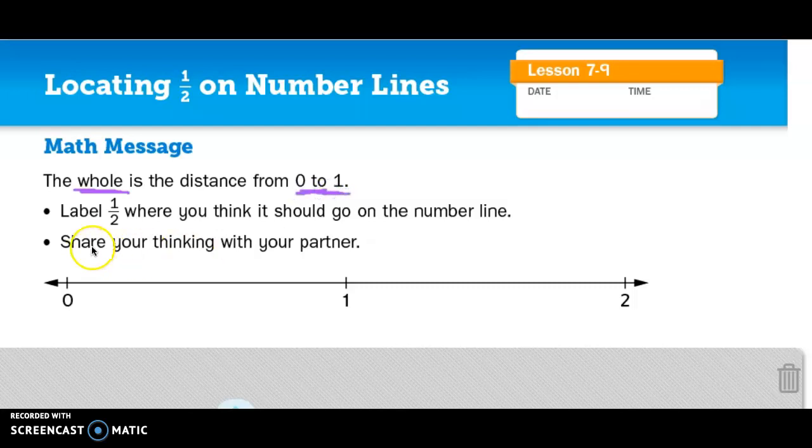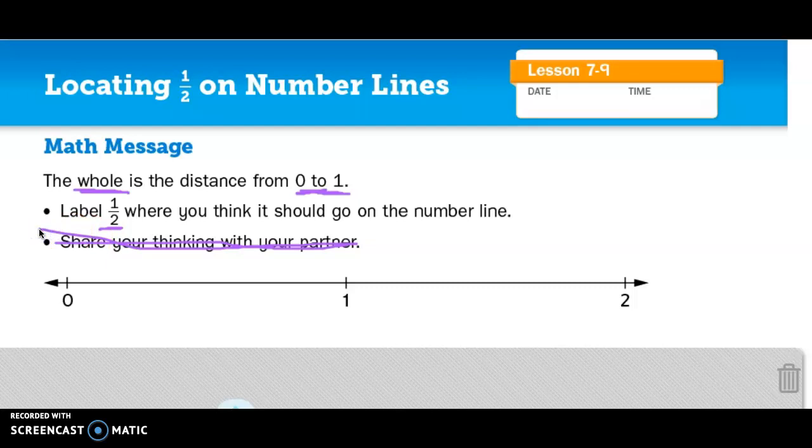Okay, it's asking us to label half. I'm going to underline that. It's important. It's asking us to label half, 1/2, where you think it should go on the number line. And right below here is our number line. Share your thinking with a partner. Again, share it with someone near you, with a stuffed animal, with a pet, or just say it out loud.